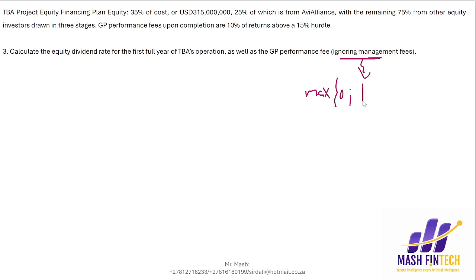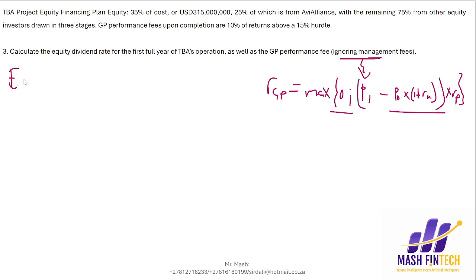So you just need the P1 here minus the P0 times 1 plus the hurdle rate, and then the answer you get here, you multiply by the performance fee, and then it makes life easier. But anyway, start by calculating the equity dividend rate, and then come here to get the return for the GP.